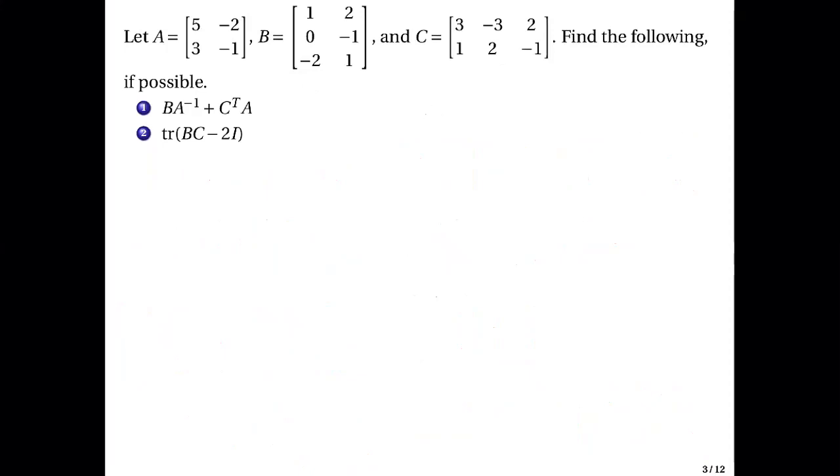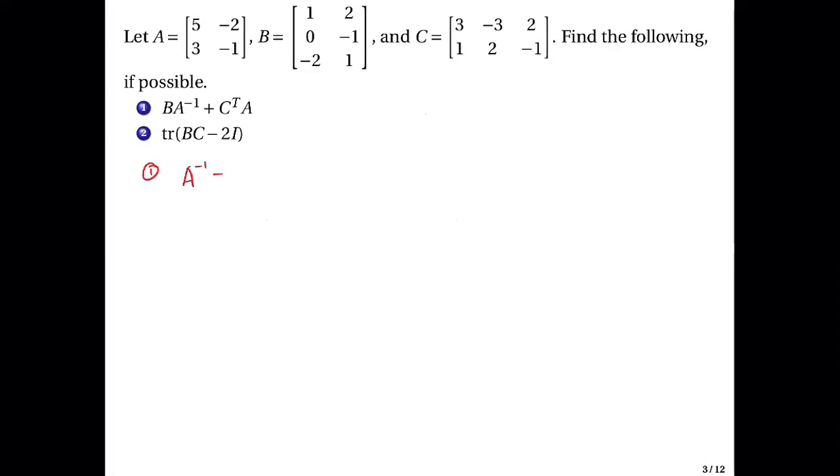Next problem. We have A, B, and C in here, and then we want to find B, A inverse plus C transpose A. Okay. So for the second, of course, we need to find the trace of BC minus 2I. So first, we'll have to calculate A inverse. So this is for number 1.